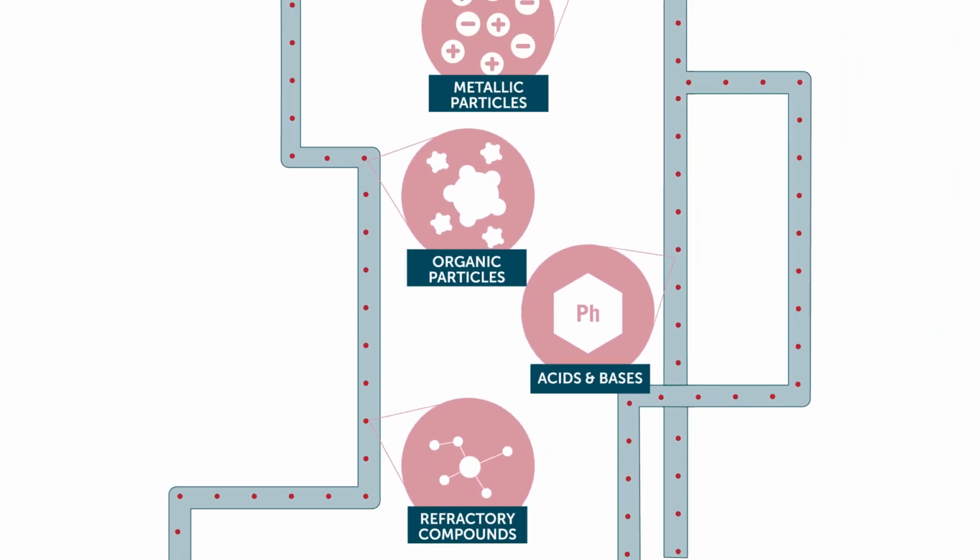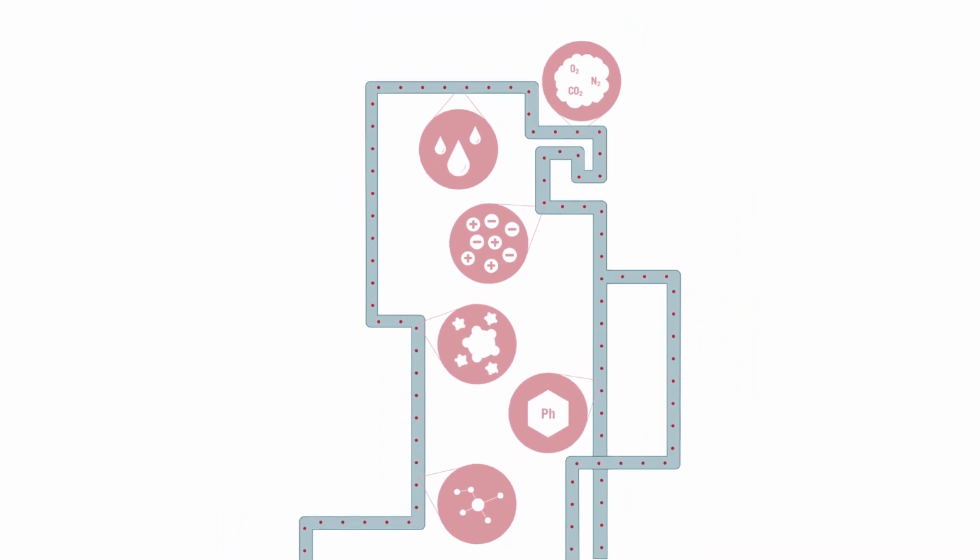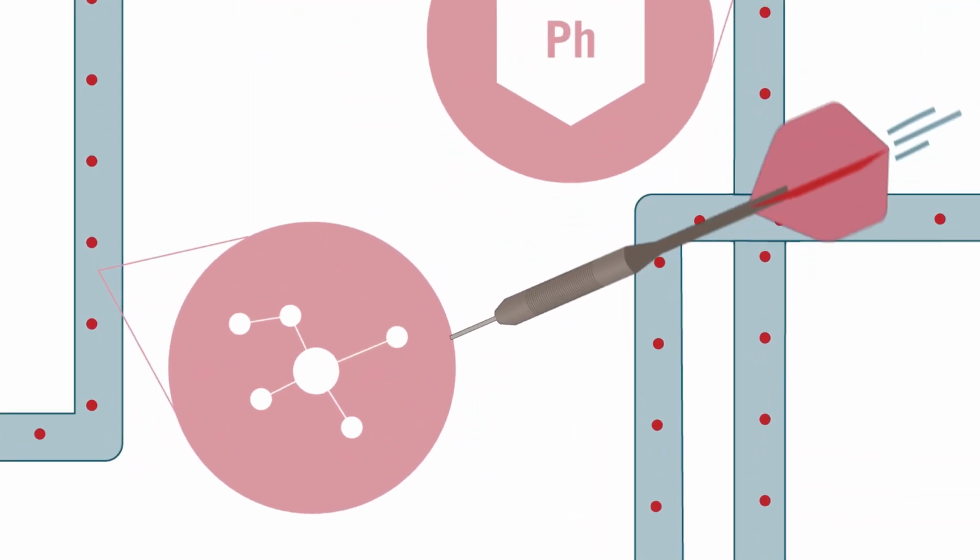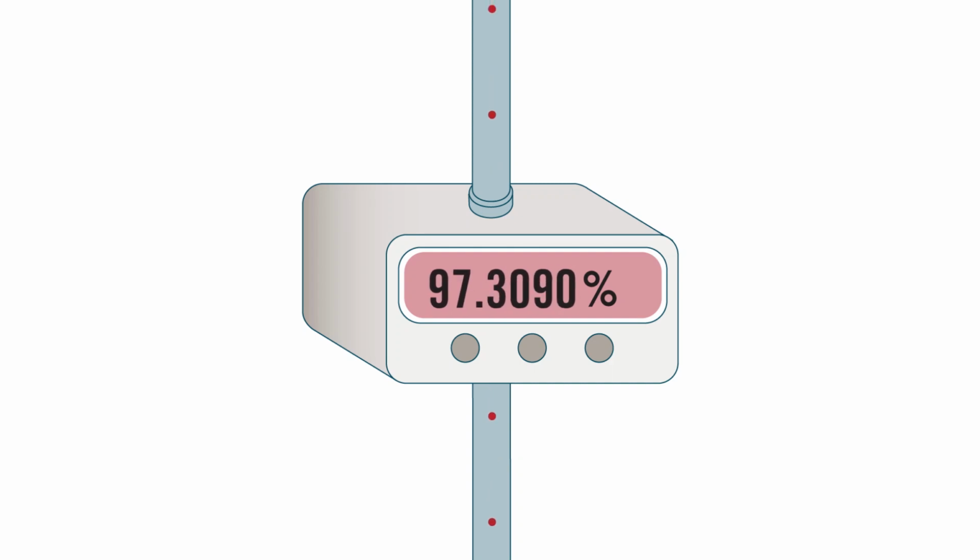In the past, fabs tended to handle purification of these contaminants one by one, like throwing darts at a target. Back then, 99.9999% purity was acceptable for process gases.